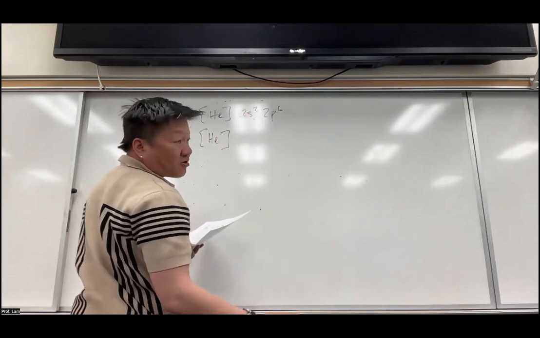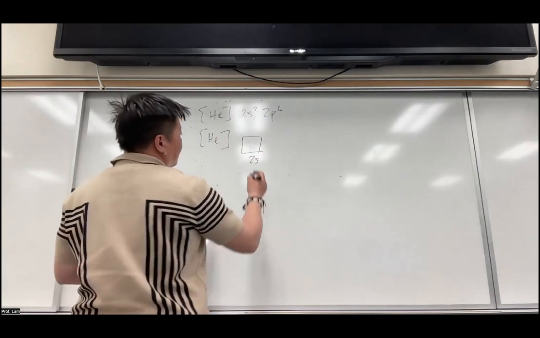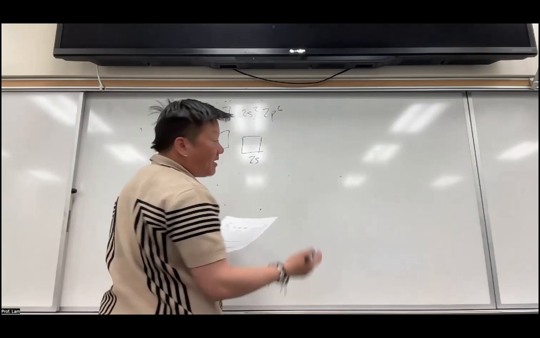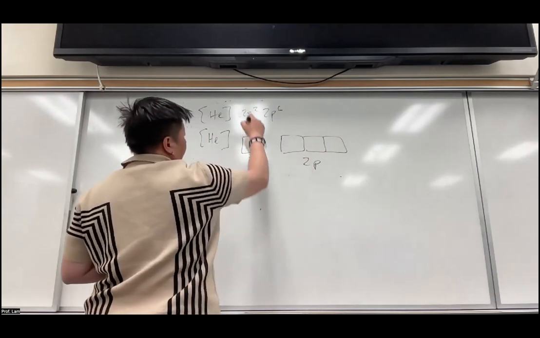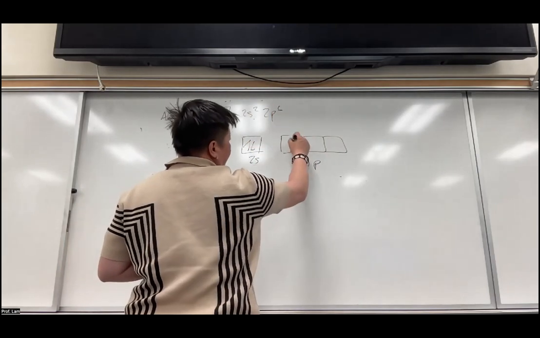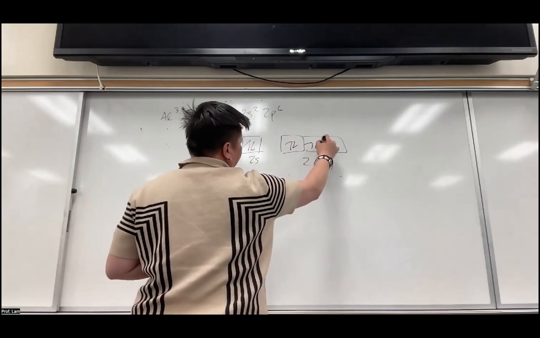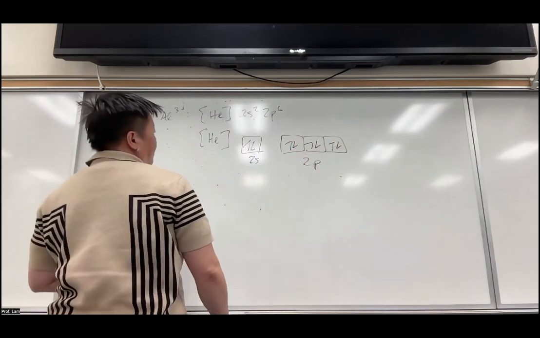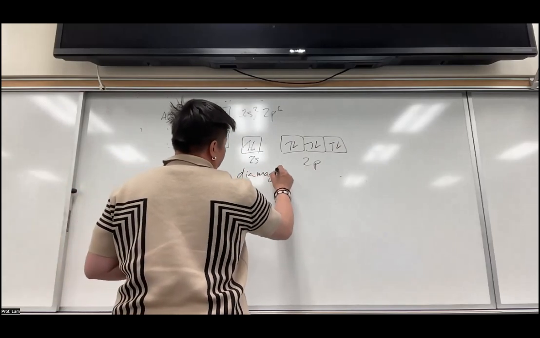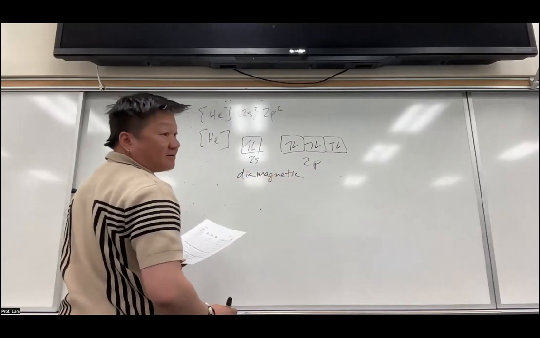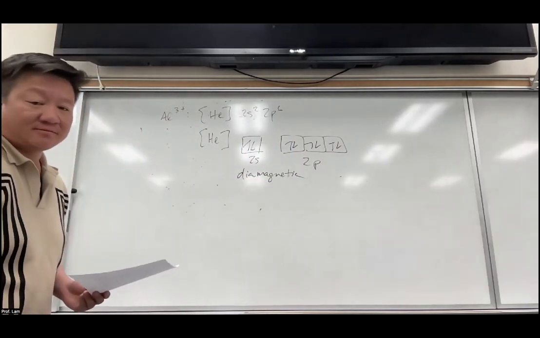So to draw the orbital diagram, I go brackets helium. How many boxes should you draw for 2s? Just one, right? There's only one type of s orbital. How many boxes should I draw for p? 3. So 2p. Put in 2 electrons here, 6 electrons here. 1, 2, 3. Remember Hund's rule, right? Fill in each first before you pair. Okay. So like that. And this is diamagnetic. How do we know? All the electrons are paired up. Okay.